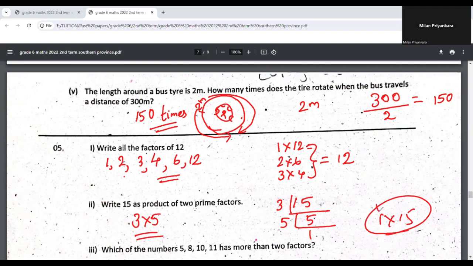So 1 is not a composite number. 1 is neither composite nor prime. So you need to know that 1 is neither composite nor prime, so you cannot take 1 as a prime number, right? So I think you get this one. So let's move on to the next part.